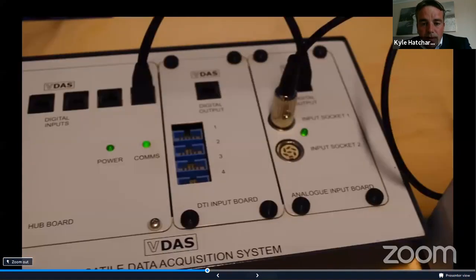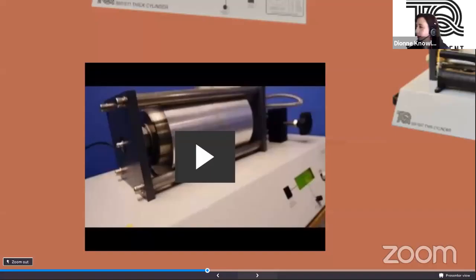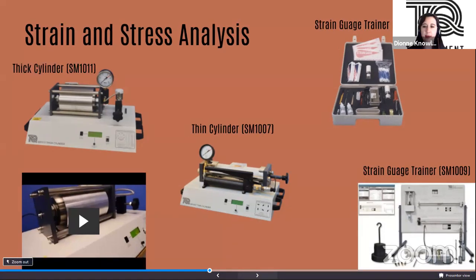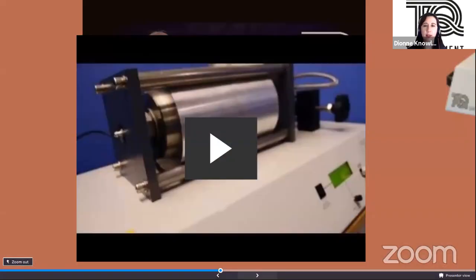Thanks, Kyle. Great. Okay. We've got the strain gauge trainer kit there as well, haven't we? Just a little simple, yeah, little nice top-up kit. So that obviously complements the SM1009 as well quite nicely. All right, next one is torsion and fatigue.